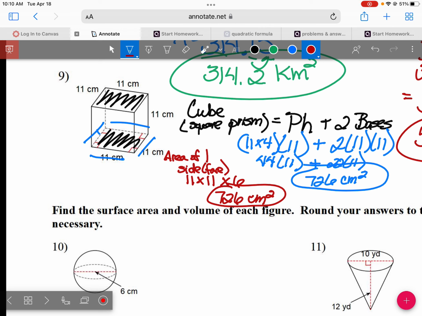Okay, so you can use the formula or you can think about it logically. But that is surface area. The area of one, since all sides are the same, multiplied by how many sides you have.